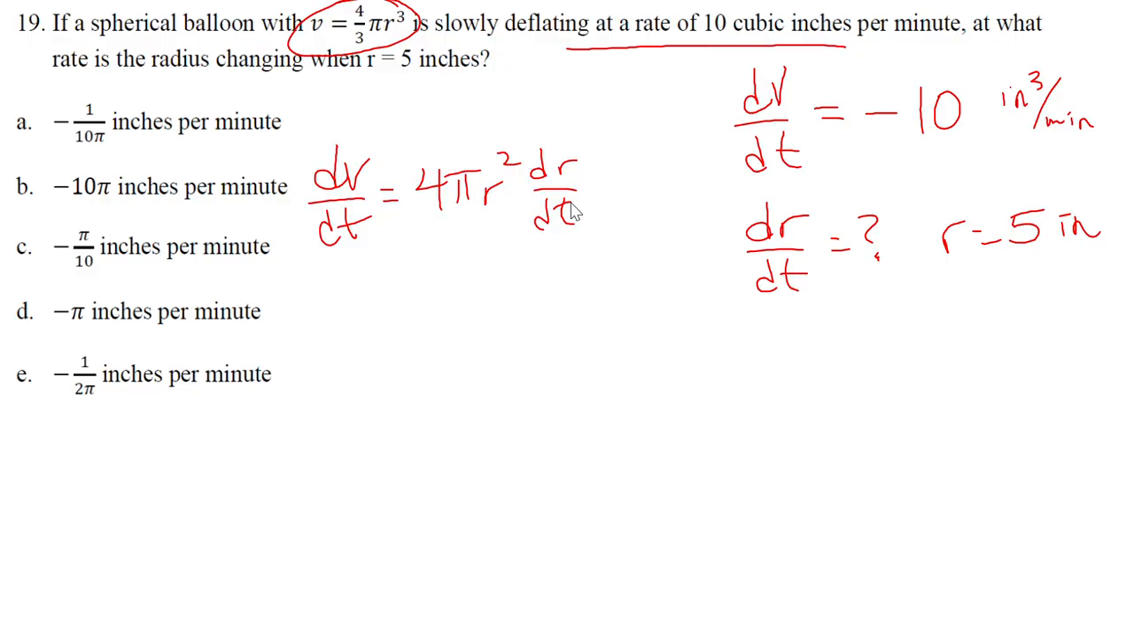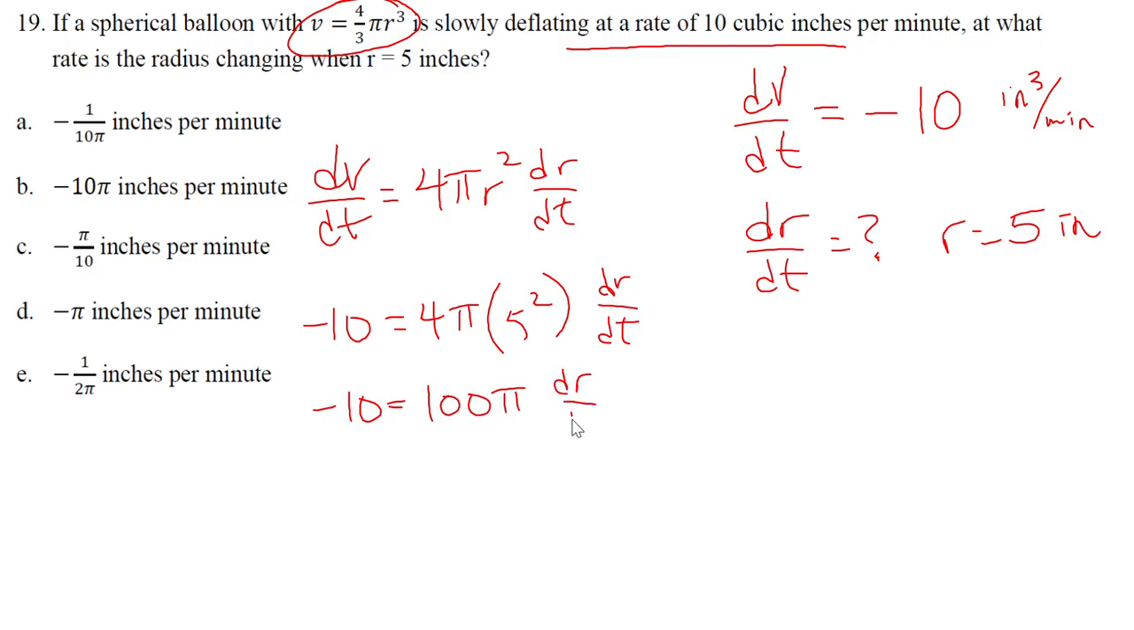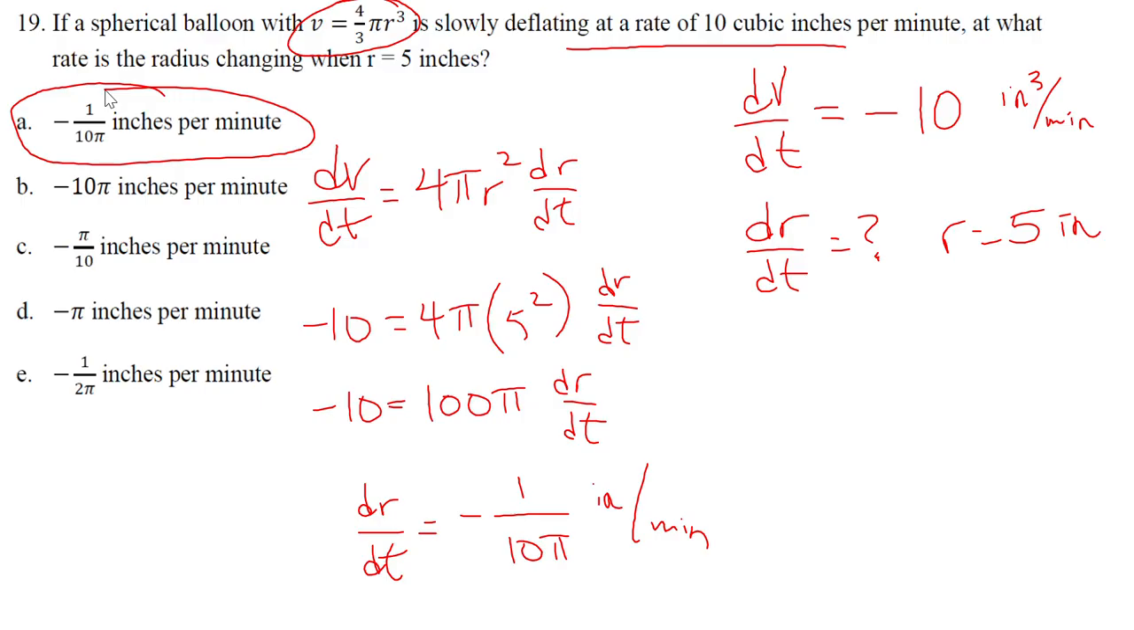Well, dV/dt is negative 10. 4π is just 4π. r was 5, so that'll be 5 squared times dr/dt. So we have negative 10 equals 5 squared is 25 times 4 is 100, so equals 100π dr/dt, or dr/dt should be equal to negative 1 over 10π inches per minute. So negative 1 over 10π inches per minute, choice A.